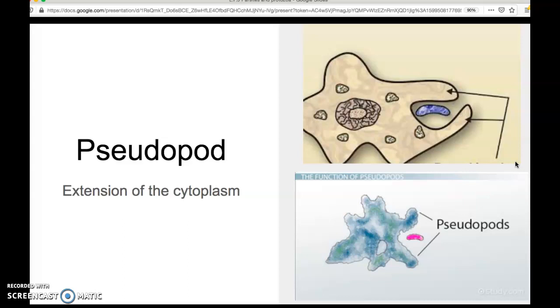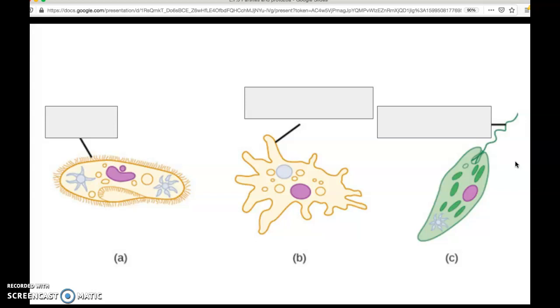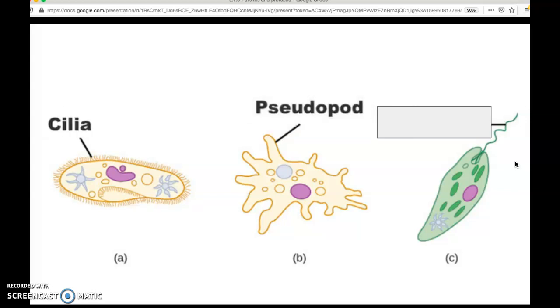But anyways, I hope you enjoyed the lecture. Here's a brief check your knowledge here. So A, B, C, which way are they moving? So A, cilia, B, pseudopod, C, flagellum.